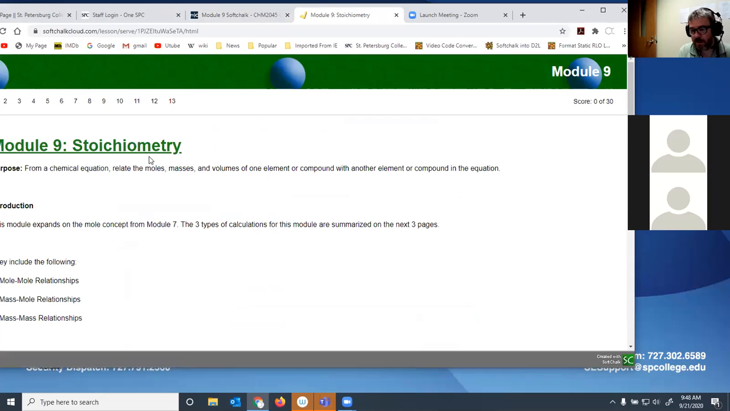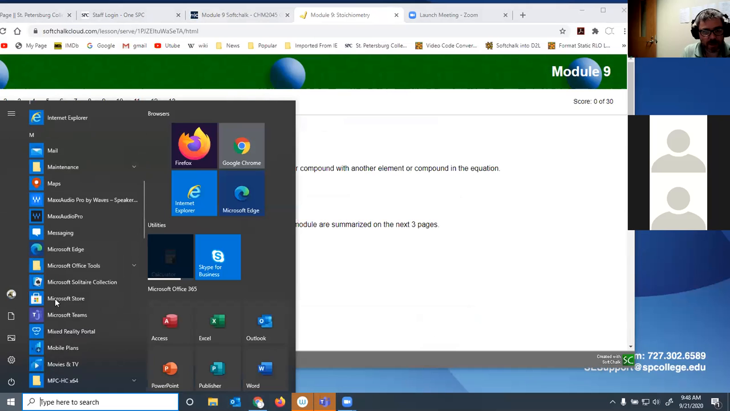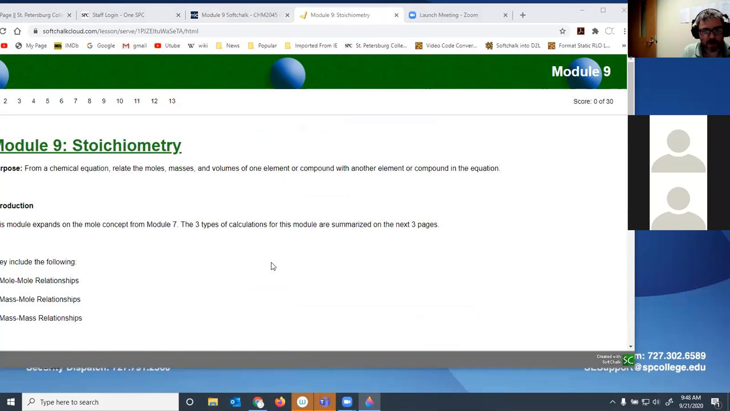All right, so we'll focus first of all on just a very short modified kind of flow chart that I like to use for stoichiometry.